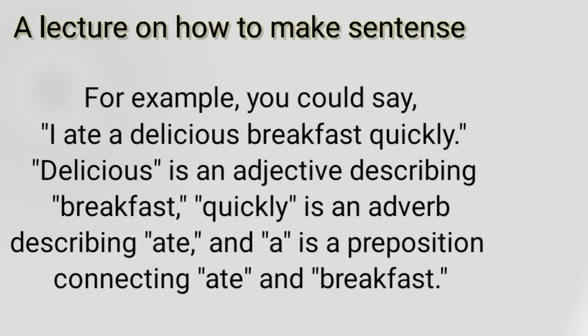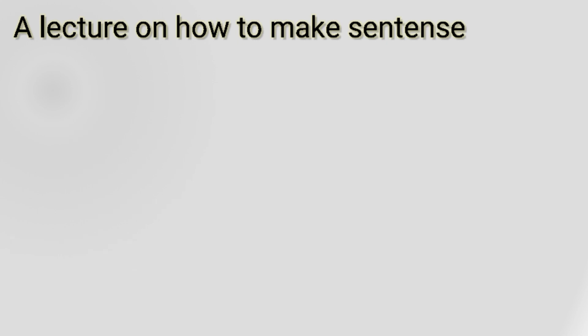For example, you could say, I ate a delicious breakfast quickly. Delicious is an adjective describing breakfast. Quickly is an adverb describing ate, and a is a preposition connecting ate and breakfast.